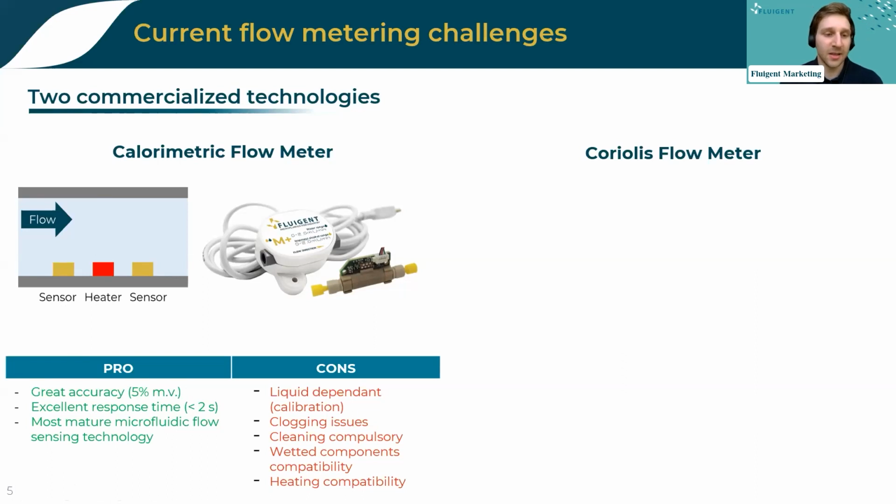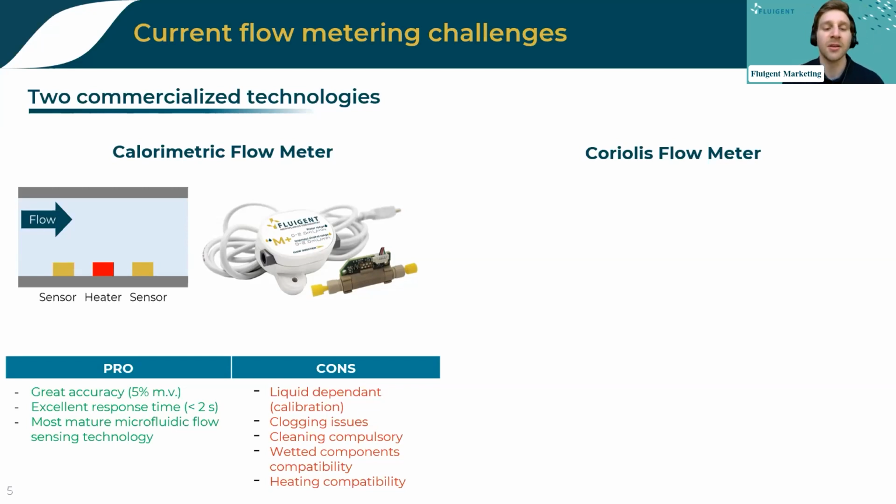So this is actually one of the most mature and the most widespread technologies in microfluidics today. This is the technology we're using in our flow sensor at Fluigent. They give an overall great accuracy, with 5% accuracy on the measured value, and pretty good response time. The limitation we face today with this sensor is that there are clogging issues.